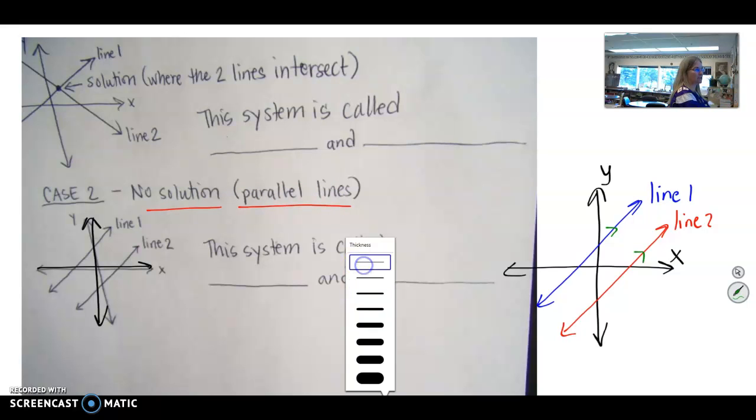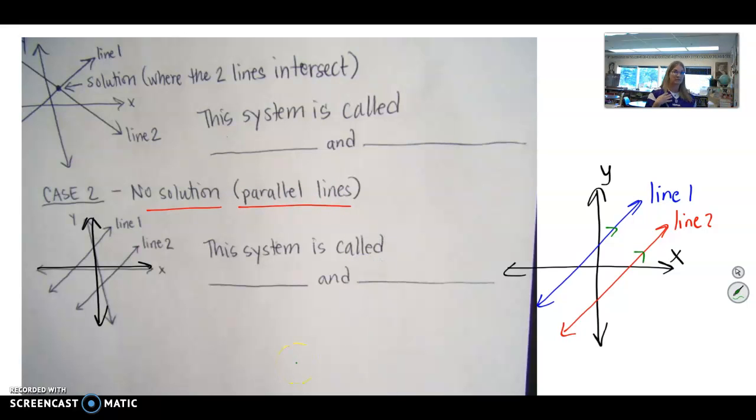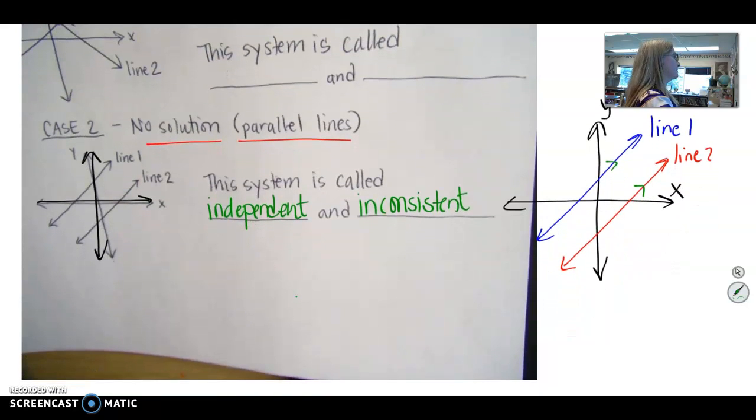And the type of system that we call this is inconsistent. Let me go in the same order that I did before. These are independent. They are not the same line, so they're considered to be independent lines. And they are also called inconsistent because there's no point that is common to both lines. They never intersect. So inconsistent.